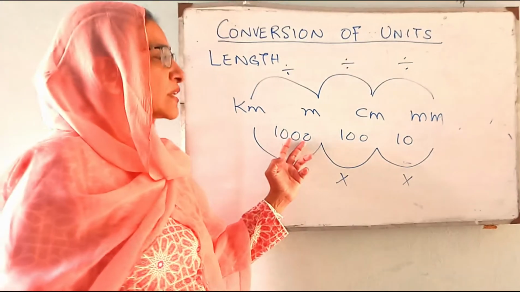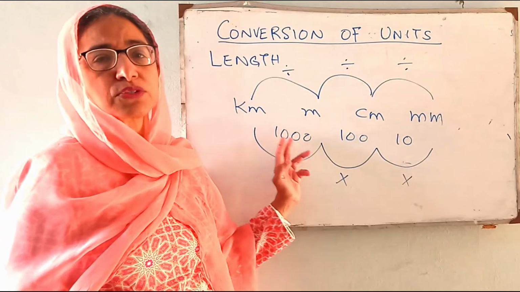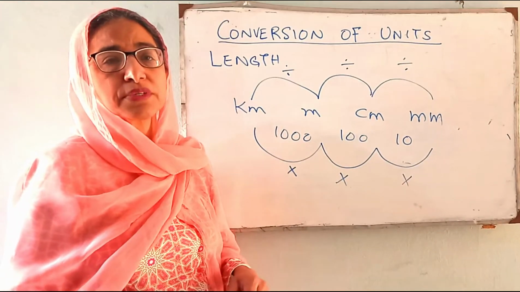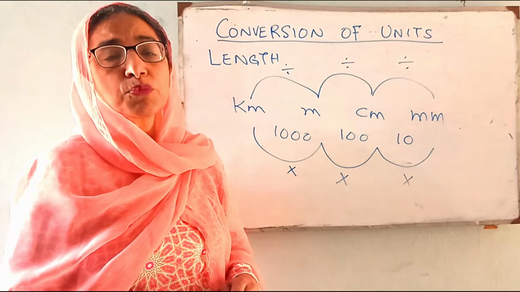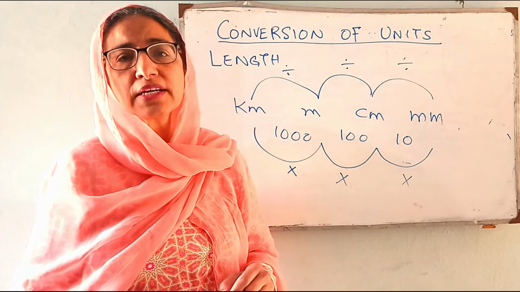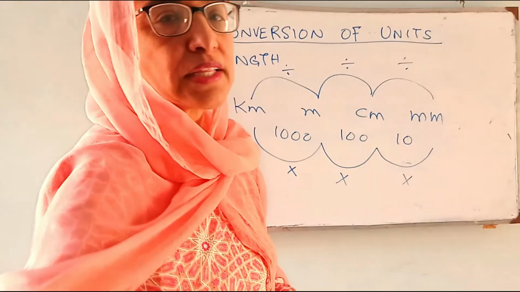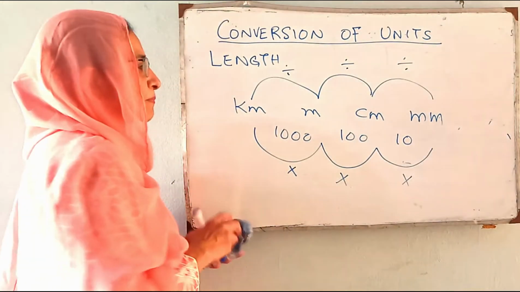And these numbers 10, 100, 1000 are called friendly numbers. Why are they called friendly numbers? Because it is very easy to multiply or divide by 10, 100 and 1000. Let me show you an example.